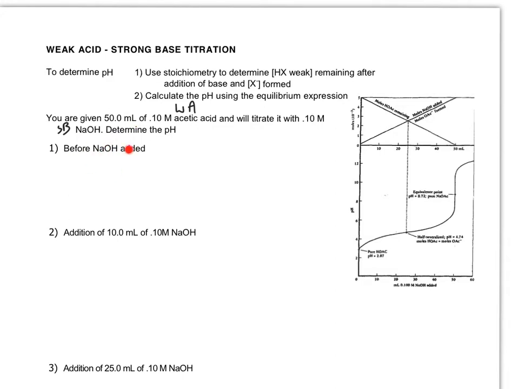We're going to start with before any NaOH is added. And so I have my flask. Right now I only have in it just acetic acid, CH3COOH. I have 0.1 molar of that and I have 50 milliliters of it. So, since I only have a weak acid in my flask, how do I find the pH of a weak acid? Well, you start by writing the dissociation equation for the acid.